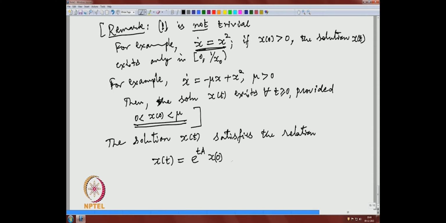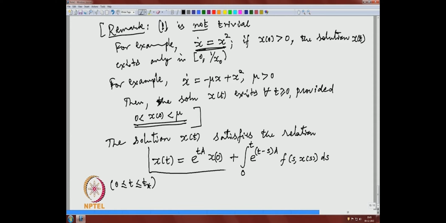This comes from the homogeneous part x dot equals A x, and then for the inhomogeneous part you have this nonlinear integral of e to the (t minus s) A f of s, x of s ds. Okay. So, again remember this t is only for short. Whenever x(t) is a solution of the differential equation, it can always be written in this form.